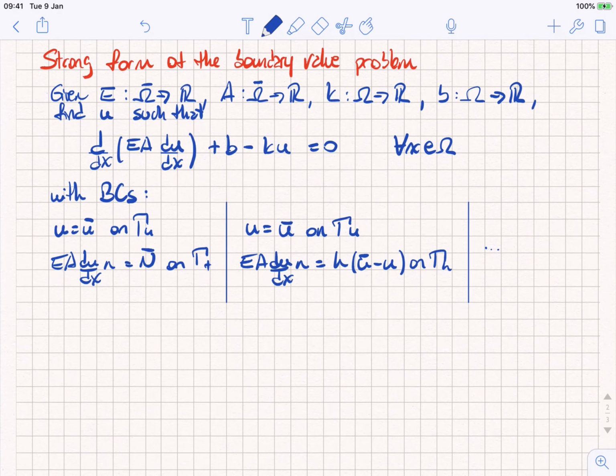So this is the strong form of the boundary value problem here. And as I said before, depending on the type of boundary conditions, you can have a pure Dirichlet problem, a pure Neumann problem, and so on. There are several combinations. So let's finish that.